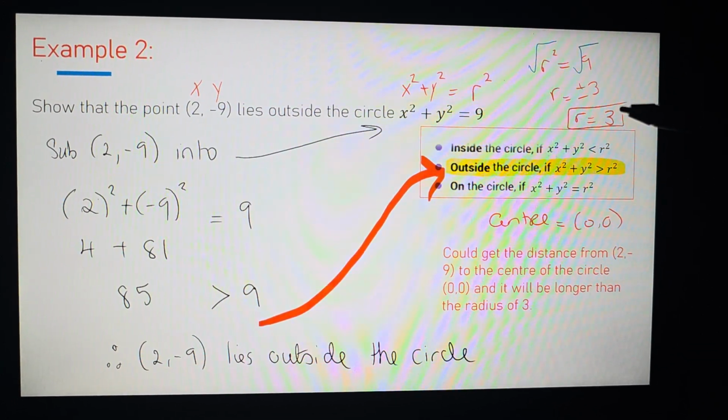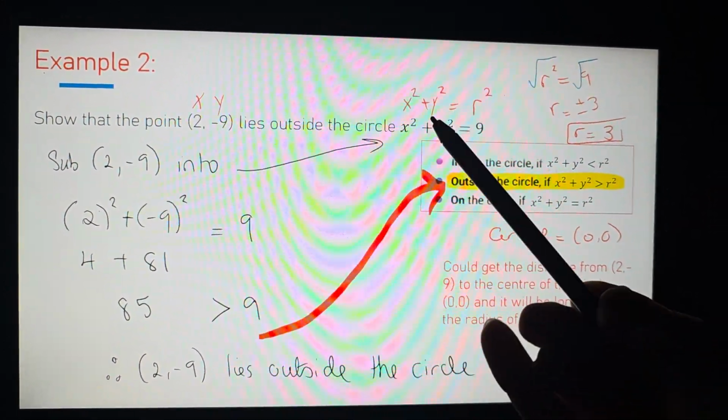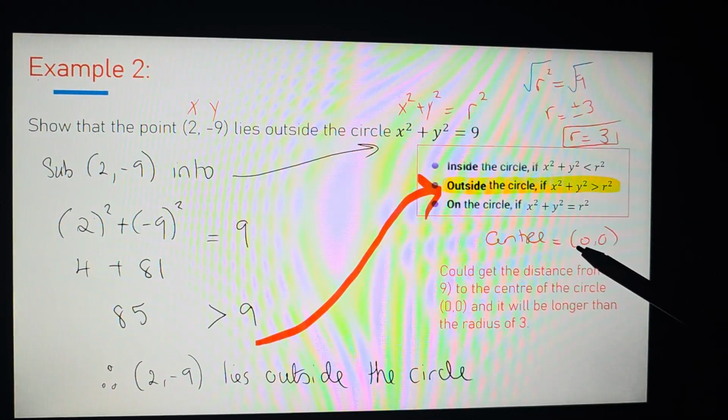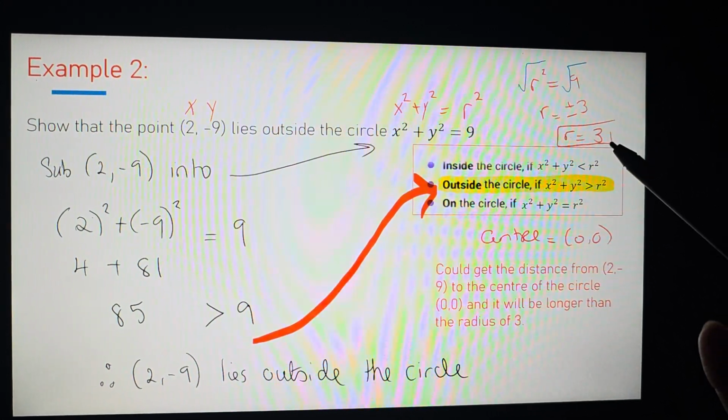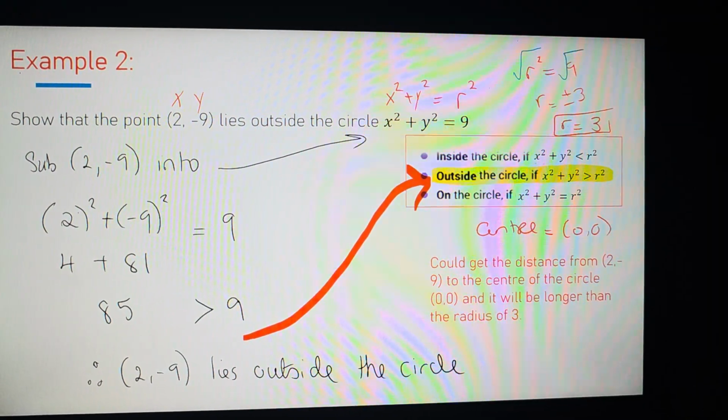If I go and use my distance formula and get the distance from that point to the centre, which was (0, 0), you will get a value much greater than 3. And that will tell me that the point obviously lies outside the circle.